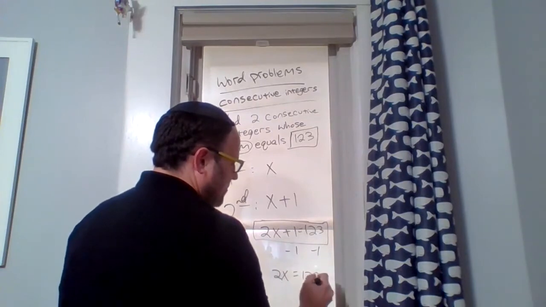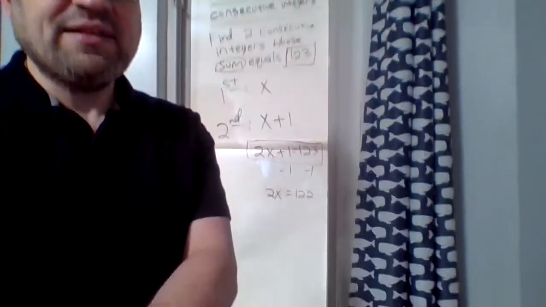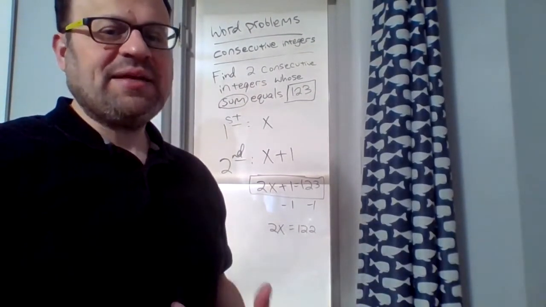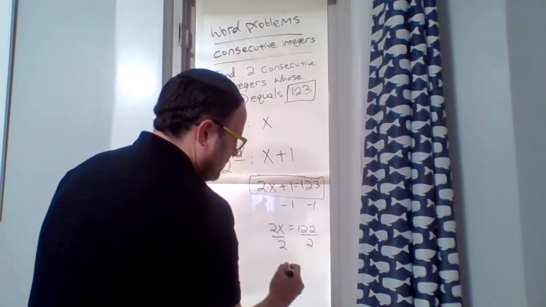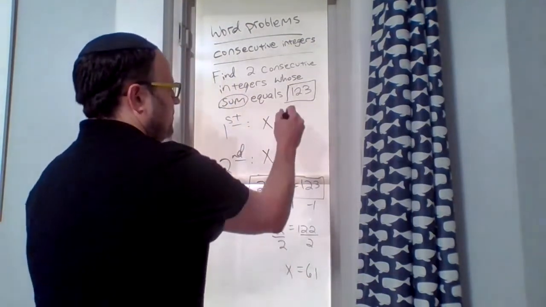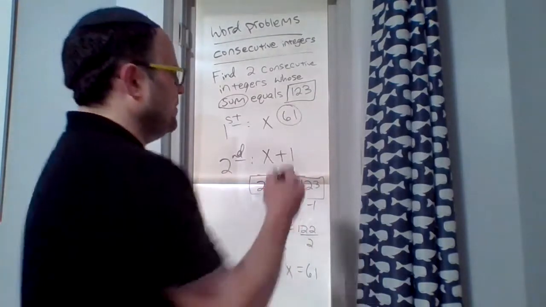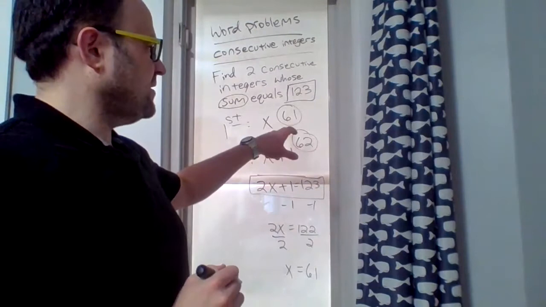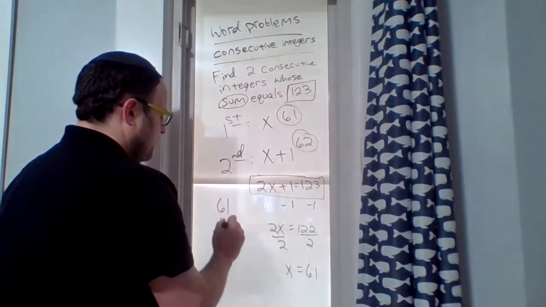We got 2x equals 122. Now, how is the 2 connected to the x? Multiplication. How do you disconnect them? Inverse operation, division. 122 divided by 2 is 61. Which means that this number is 61. So what's 61 plus 1? 62. And let's double check. Is 61 plus 62 equal to 123? Yes.